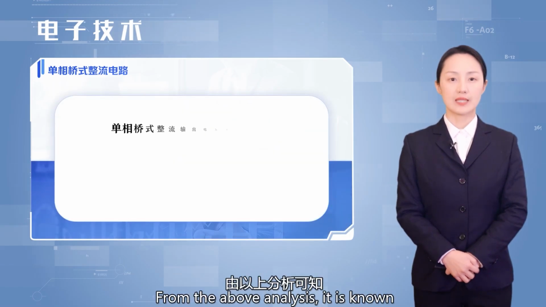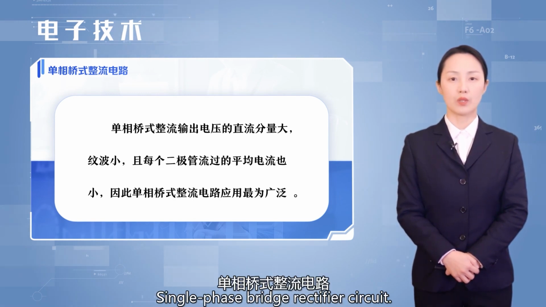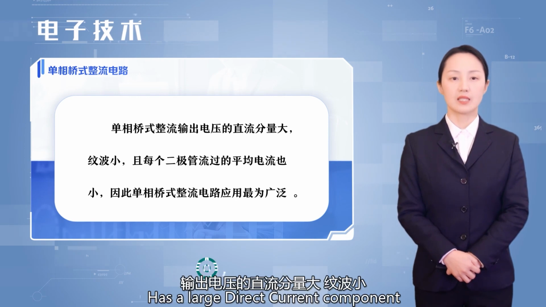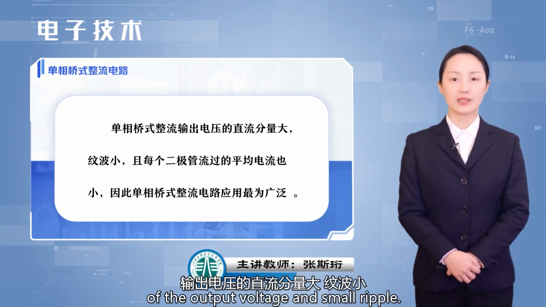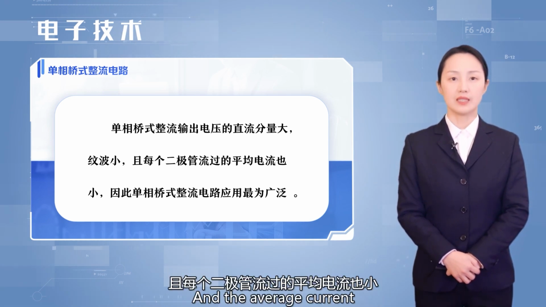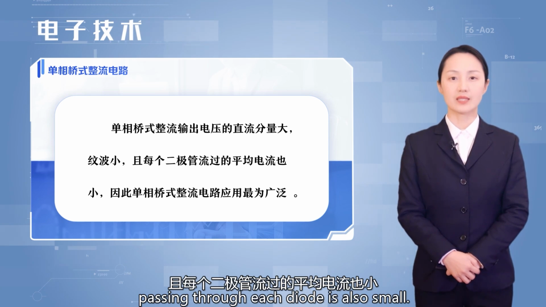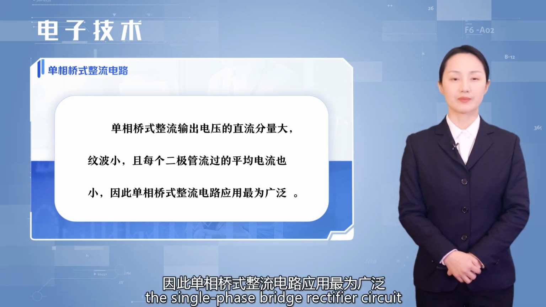From the above analysis, it is known that the single-phase bridge rectifier circuit has a large direct current component of the output voltage and a small ripple, and the average current passing through each diode is also small. Therefore, the single-phase bridge rectifier circuit is the most widely used.